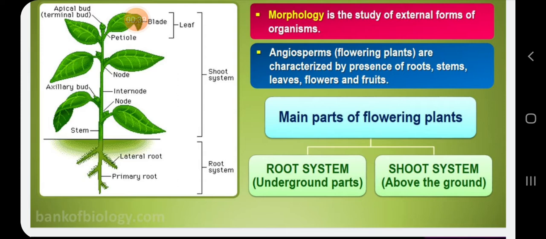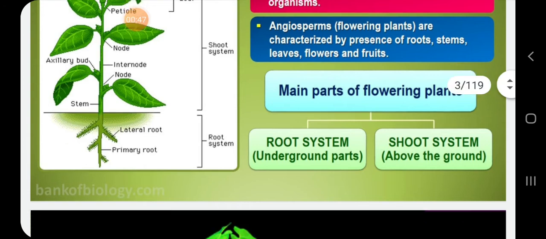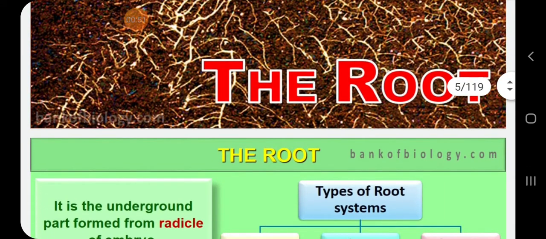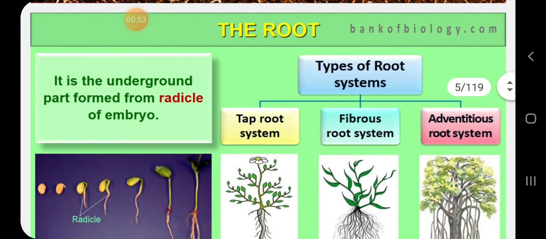And the shoot has all the different parts like stem, branches, nodes, internodes, leaves and leaf blades. So first of all we will talk about the root. The root develops from the radicle part of the embryo, and it grows underground.